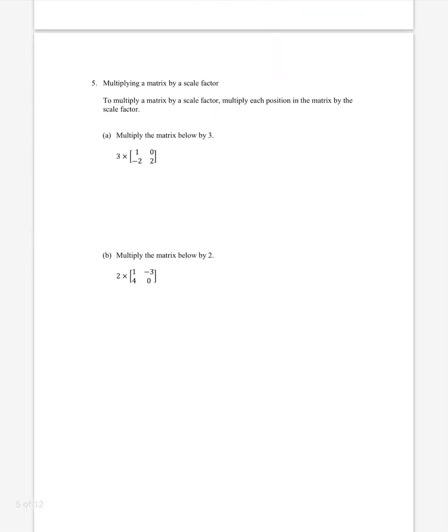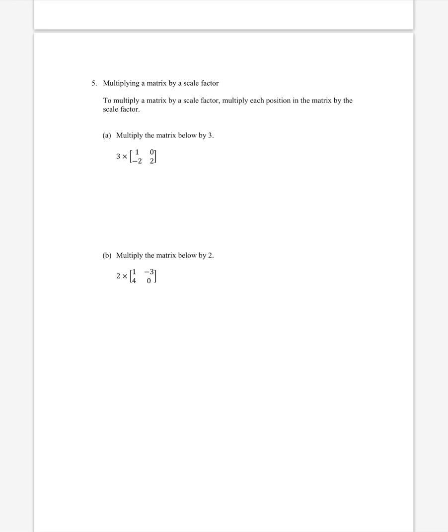Question 5, multiplying a matrix by a scale factor. So you can multiply any matrix by a number. So you could double it, times it by 5, times it by a half, times it by -2. And when you multiply a matrix, you multiply the number on the outside by all of the values on the inside. So a little bit like if you were expanding a bracket. You're putting in a factor into each of the parts.